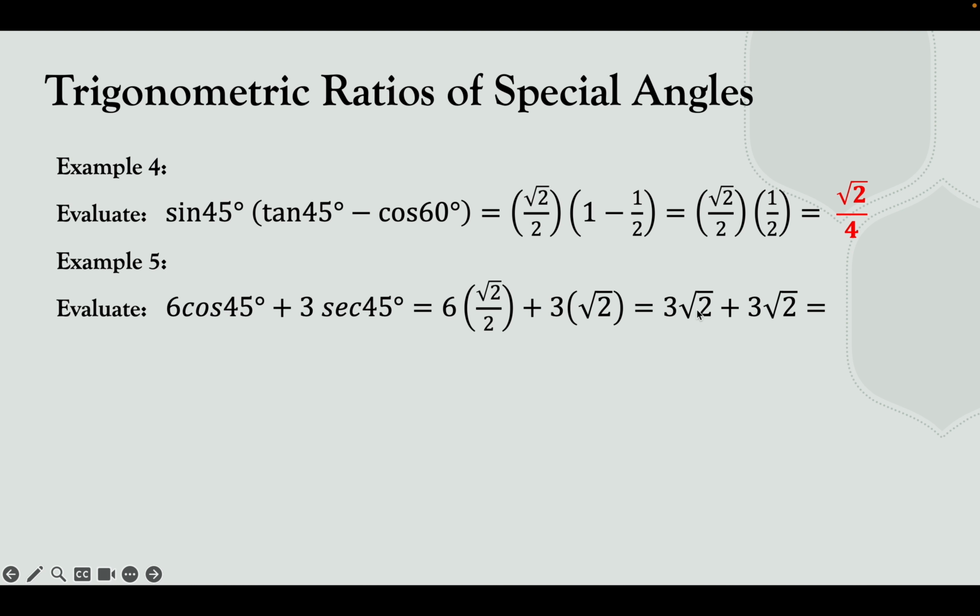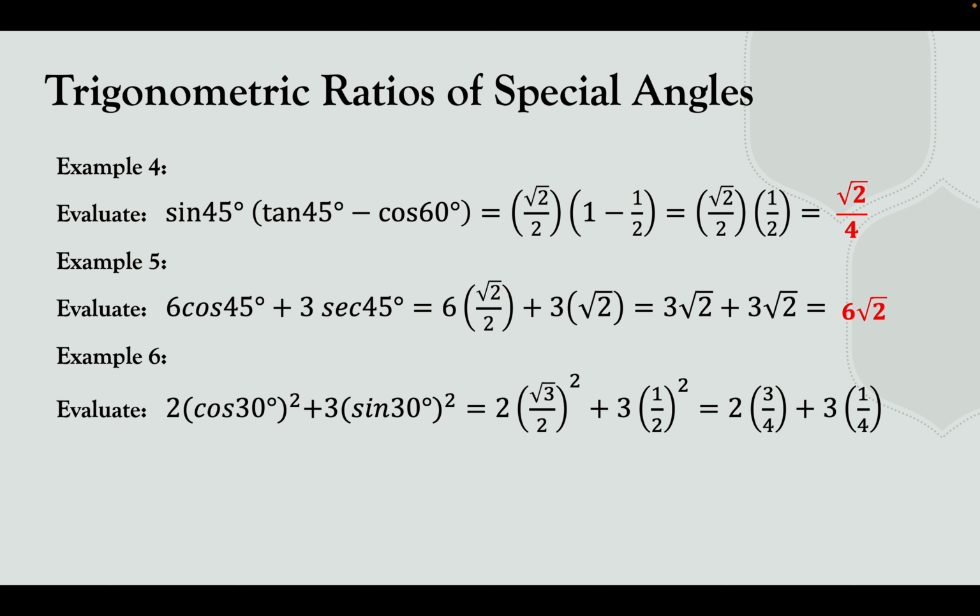So we have 3 times square root of 2, or 3 square root of 2, plus 3 times square root of 2, we have 3 square root of 2. Since they are same like radicals, you just need to add the whole number and then you copy the radical form, or the radical. So we have 3 plus 3, we have 6 square root of 2.